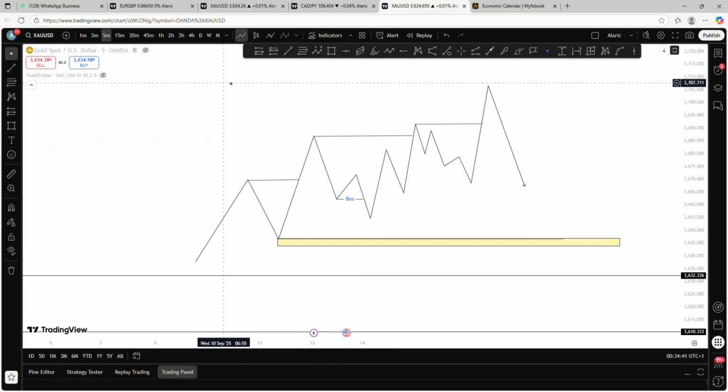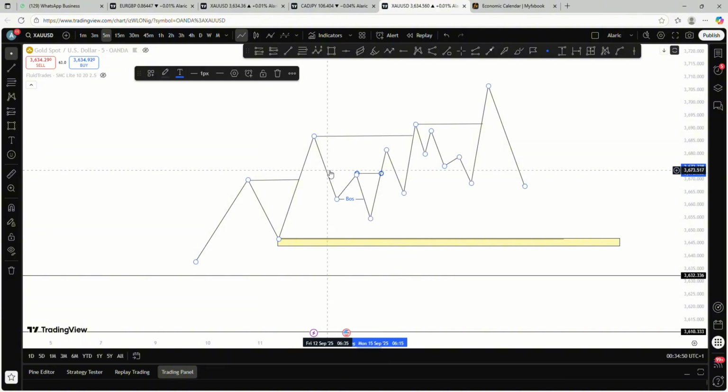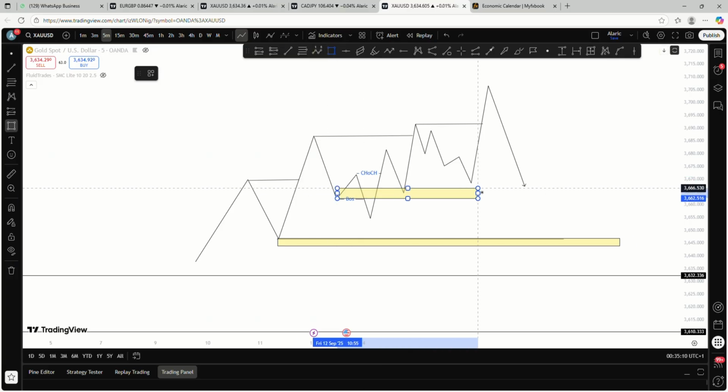So this is a breakout structure. Then this is another breakout structure. But in this situation, if you don't understand this, go and watch the previous videos to understand how this works. So this one will not be called a breakout structure again, it will be called a change of character. Because of this change of character, the market is changing its behavior, and that is what proves to you that you should look for your buy with this wing.